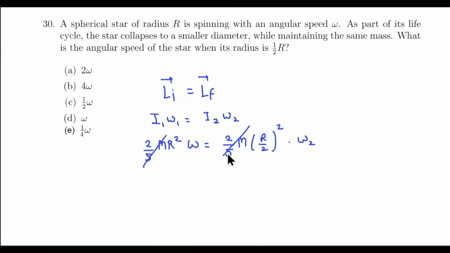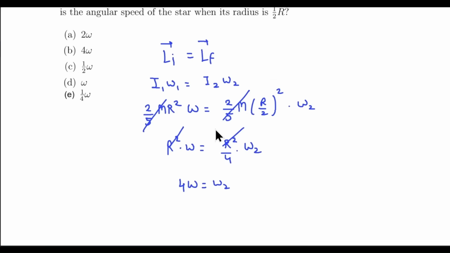So 2 fifth m is gone. So r square omega is equal to r square over 4 omega 2. R square is gone. So multiplying both sides by 4, we have 4 omega is equal to omega 2, or omega 2 is 4 omega over here. So omega 2 is 4 omega. That is our answer, which is option B.